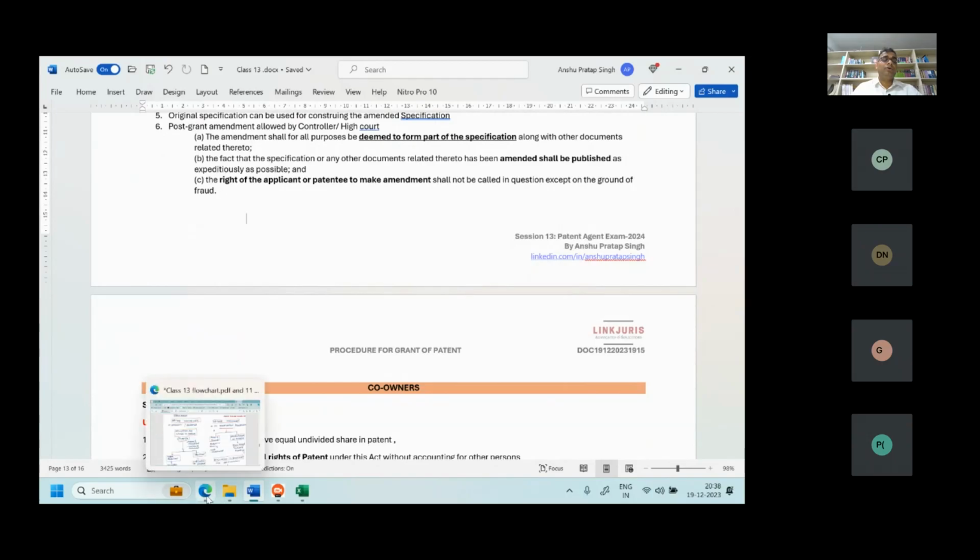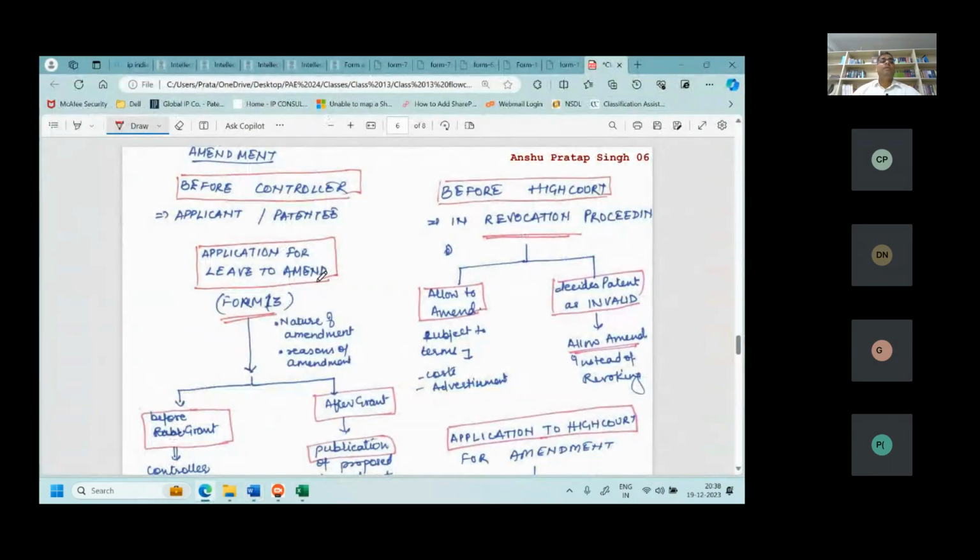Now we'll go to amendment proceeding. Before controller, how it will be amended? Any applicant, see, during the phase of application also you can amend. But if you are an applicant, you will go only before the controller. So that's how it happens. You will take a leave, application for leave to amend. You have to file form 13. You file a form 13 for the amendment.